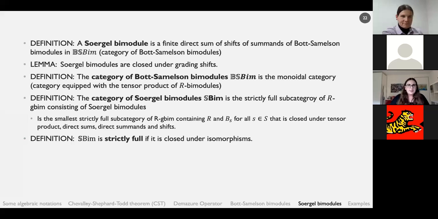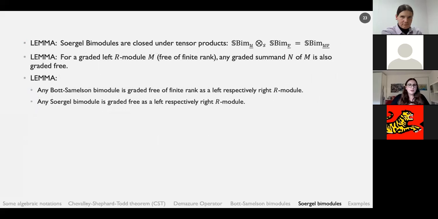The upshot here is that in order to describe the category of Soergel bimodules, it's enough to describe the monoidal category of Bott-Samuelson bimodules. And in contrast to Soergel bimodules, this is an easier problem because we have concrete combinatorial realizations of the objects of the category of Bott-Samuelson bimodules. So that makes it easier. Now I will introduce some important lemmas and properties about Soergel bimodules.